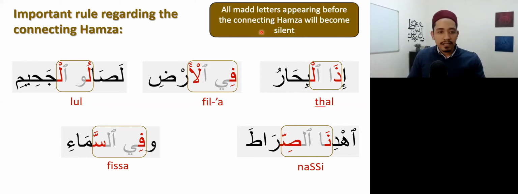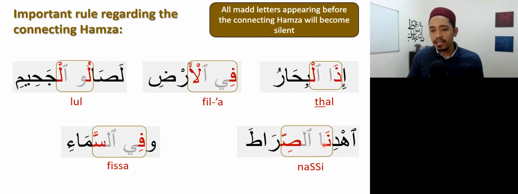Any mad, alif mad, ya mad, waw mad that appear before the connecting Hamza will also become silent. Let's look at an example. Look at this example specifically over here. This is in Surah Fatiha. اهدنا الصراط المستقيم. If you see over here, I said Nassi, from the noon straight to the sad. And if you look in the Quran, we'll see there's a mad there.